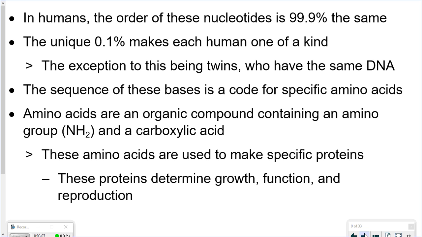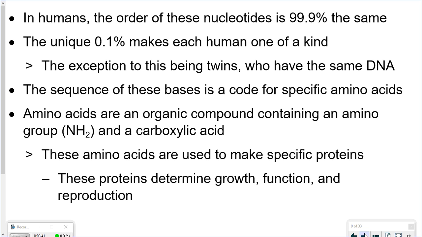In humans, the order of these nucleotides is going to be 99.9% the same. So all of us have 99.9% matching DNA. But what we tend to focus on is that 0.1% that's unique that makes each human different. The exception, of course, is identical twins, who will have identical DNA. Fraternal twins will still have different DNA even though they're born at the same time.